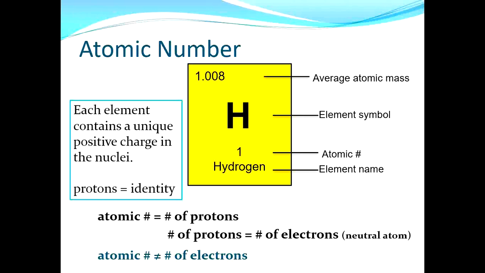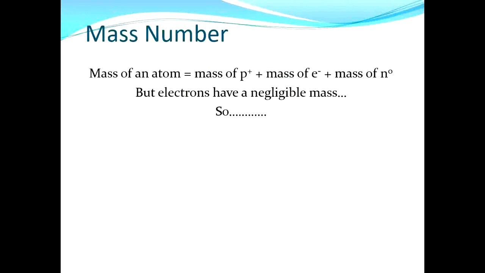And the reason why is because the number of electrons could change, and we'll again cover that in a future video. But if the number of electrons changes, the atomic number still doesn't change. Why? Because the atomic number is determined by the number of protons. Okay, so the atomic number tells you the number of protons. The number of protons can tell you the number of electrons in a neutral atom, but the atomic number does not tell you the number of electrons.